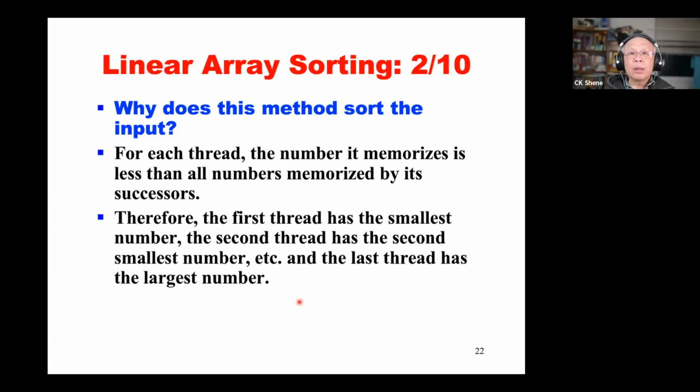The second thread only keeps the second smallest number, because the smallest number will never pass through the second thread. Of course, the last thread in this chain of threads connected by a linear sequence of channels would hold the largest one. Therefore, the numbers remembered by the threads form a sorted array of the numbers. So just find some way to print it out.